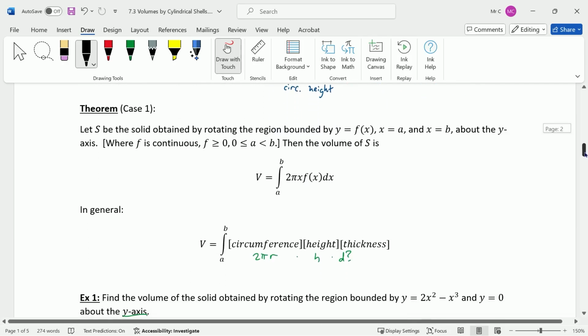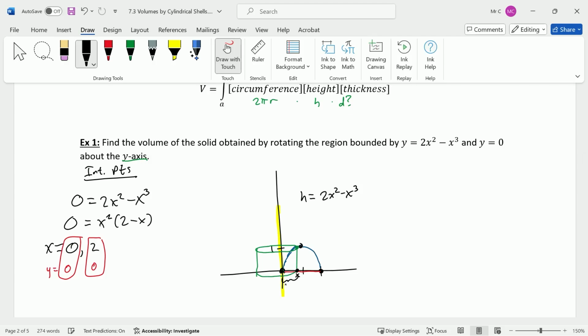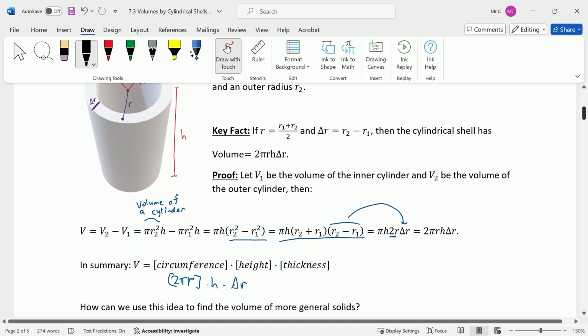And so for each cylindrical shell, there's a different x value. I just need the general expression here. So my radius is the distance from the y-axis to some x value, so my radius is just x. And the thickness of the shell is the thickness of the wall of the shell. So again, look, this is delta r here.